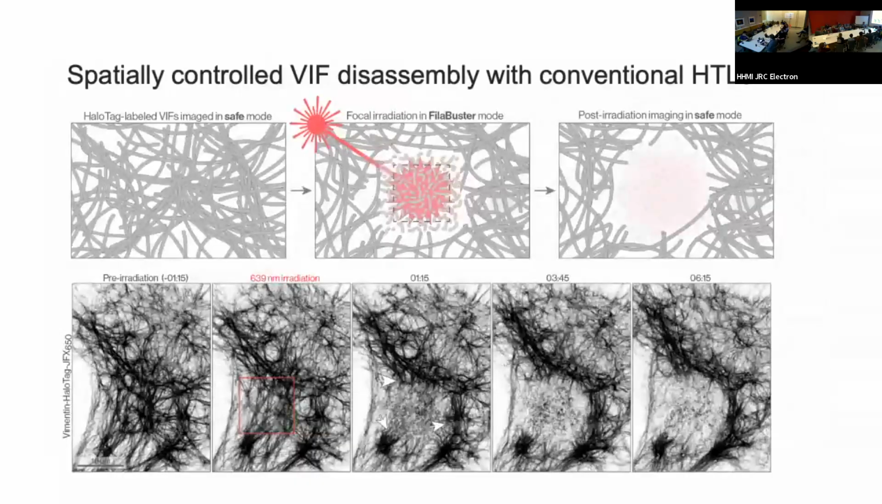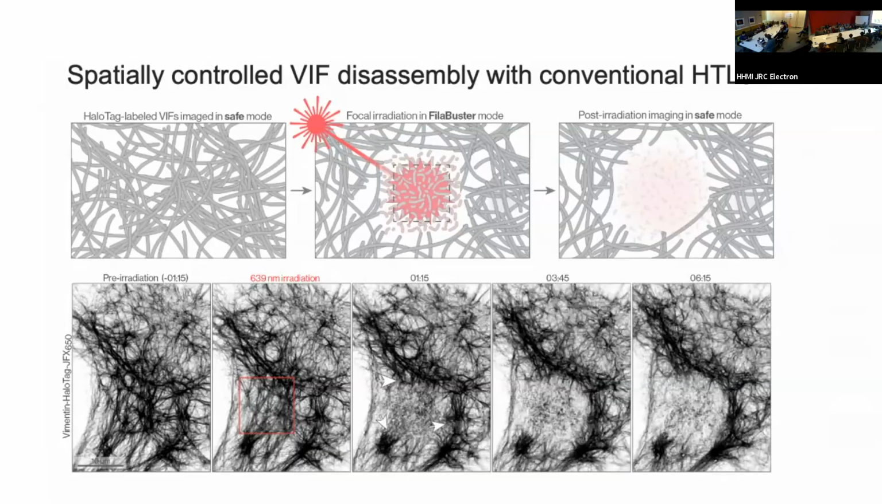Okay, so now armed with this new repertoire of conventional dyes that we know can trigger disassembly at higher power, we once again went back and said, all right, can we now do this spatially controlled focal disassembly? So we labeled our Halo tag ligands and imaged them for long periods of time in safe mode. They form perfectly normal networks. We then focally irradiated a region of interest in the cell using that increased FilaBuster power. And what we found was the complete and contained dissolution of IFs within that site, allowing us to then query what role different populations of IFs have in the cell.